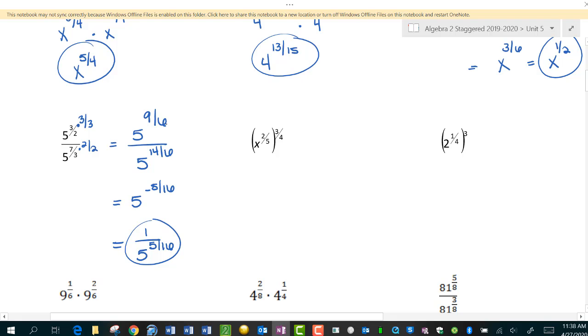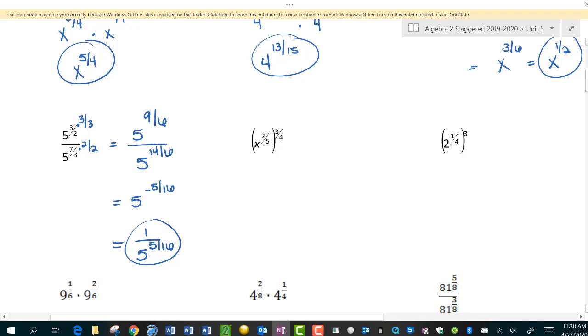So 9/6 minus 14/6 gives me -5/6. Anytime you see a negative exponent, this is when we make a fraction, and it becomes 1 over 5 to the power of 5/6.